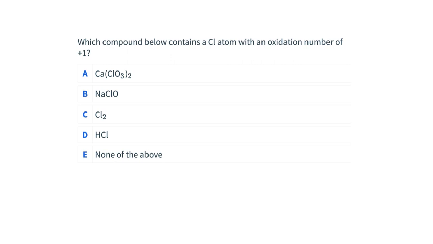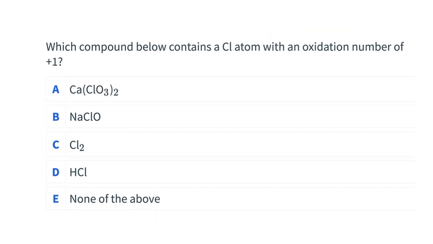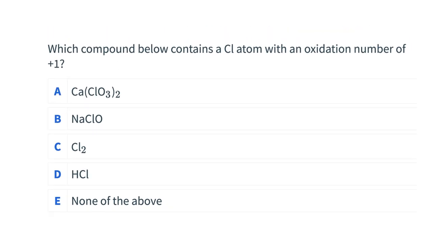Okay, so which compound here has a chlorine atom with an oxidation number of +1? So this will just make us go through and assign oxidation numbers. The first one I'll start with is Cl2.